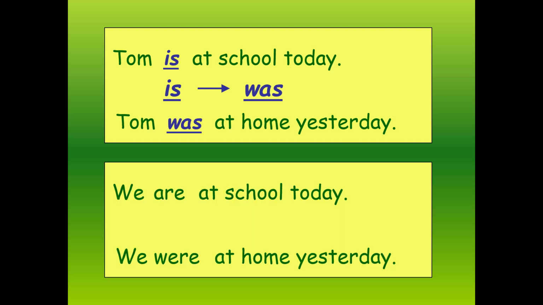Vamos ahora al plural. Acá tenemos we are at school today. El verbo to be vendría siendo are. Ahora bien, el pasado del verbo to be vendría siendo were. We were at home yesterday. So, nosotros estamos en la escuela hoy. En pasado, nosotros estábamos en la escuela ayer.